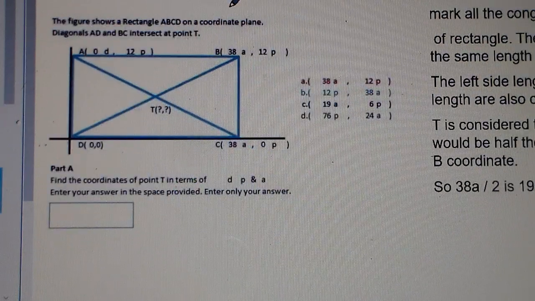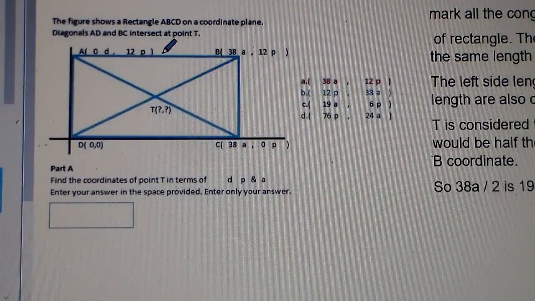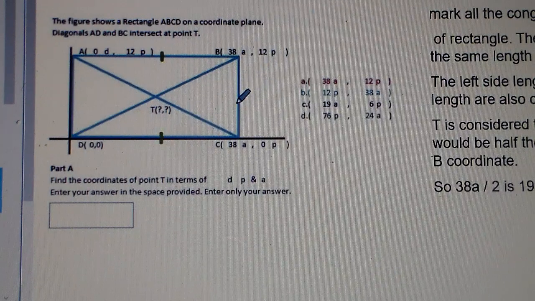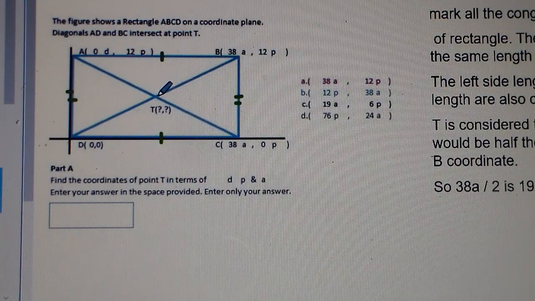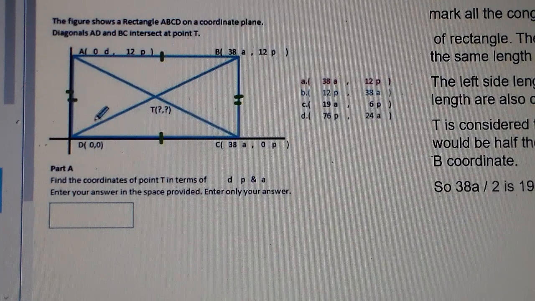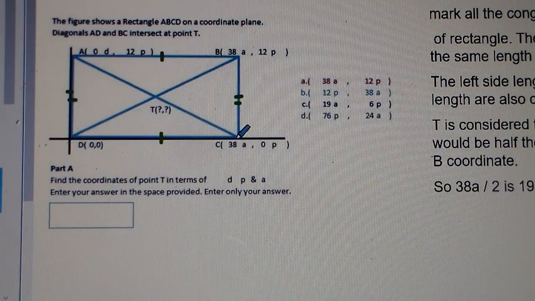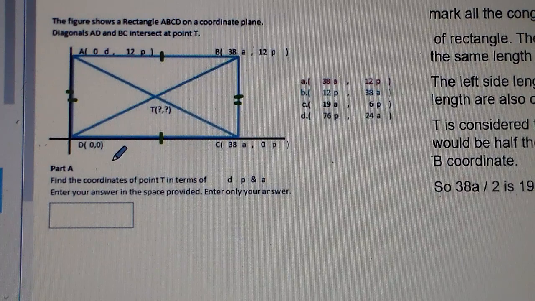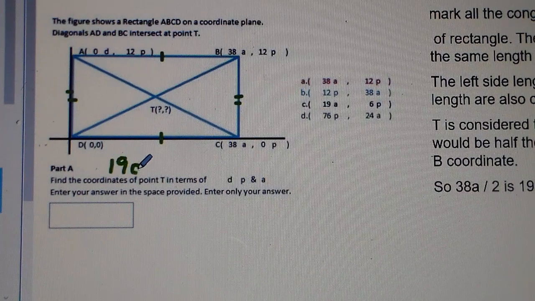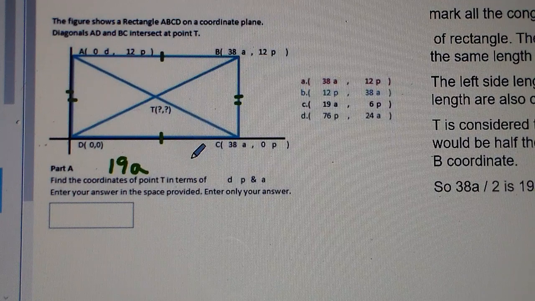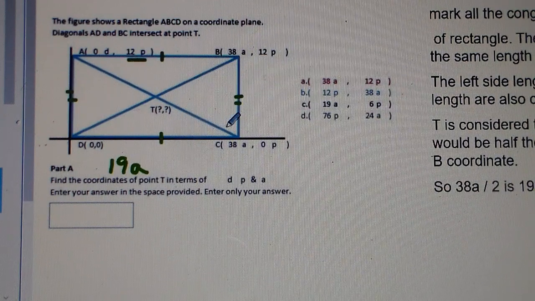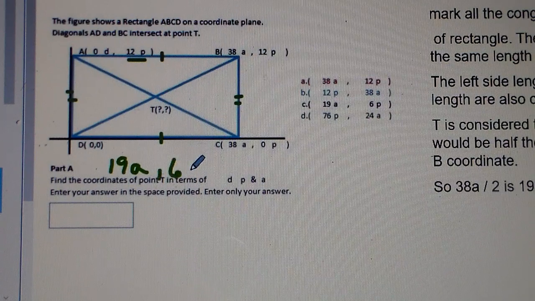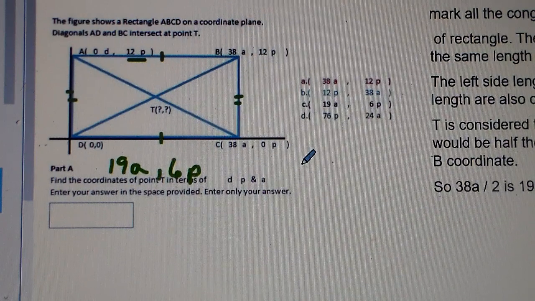Let's do another one. So as before, we know these two are the same length. And a rectangle, we know that those two are the same length. And T is right in the middle, so that means it's half the distance going this way and half the distance going up. So the X distance, well, half of 38A is 19A. And half the distance going up of 12P, because it's 12P going up, is 6P. So 19A comma 6P.